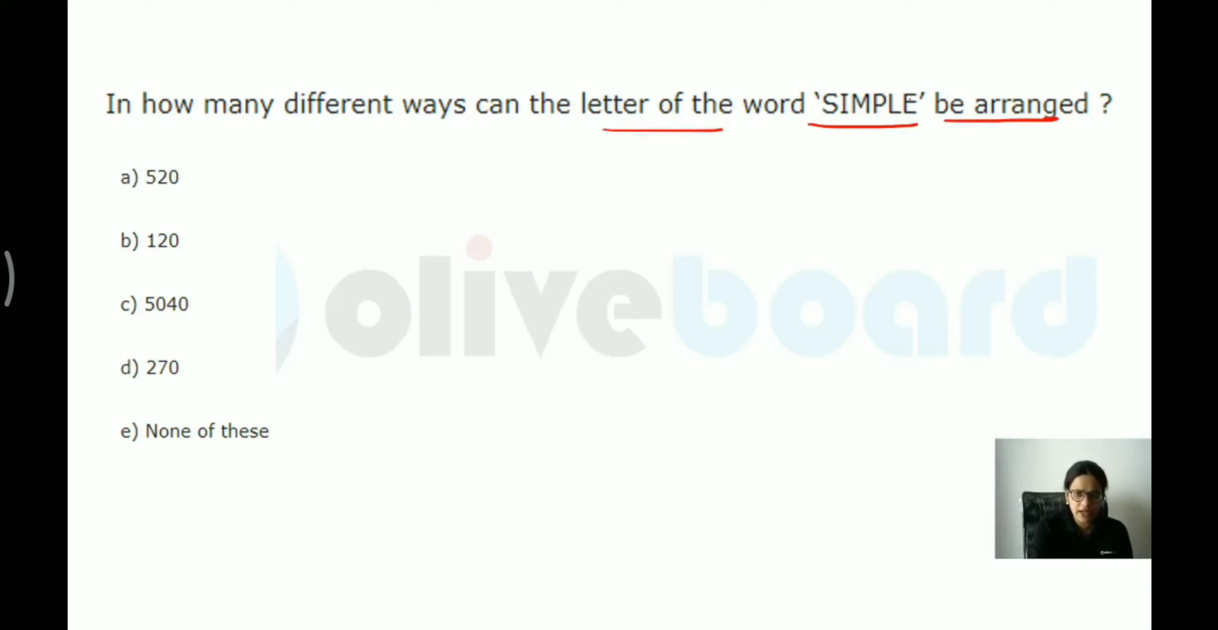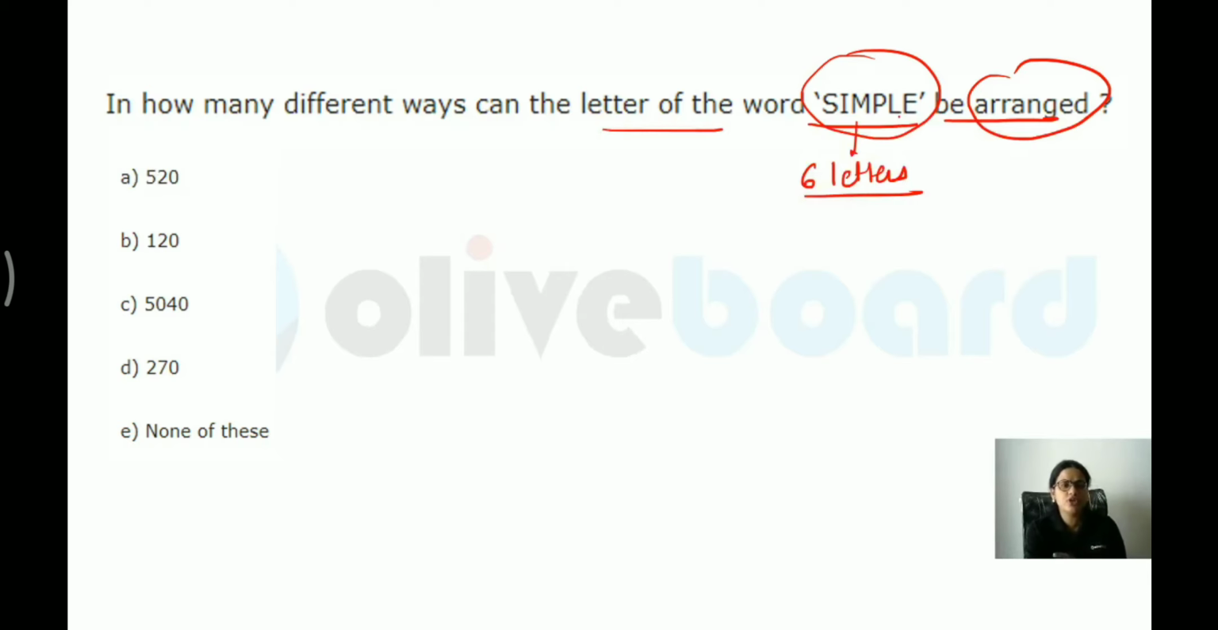So you are arranging these letters over here. You have to figure out the number of ways. Arranging means I obviously have to do the permutation over here. Now if you observe, 1, 2, 3, 4, 5, 6 letters are there, all different letters. This is also important: all the letters should be different. Otherwise, if they are repeating, you have to follow a different procedure over here.